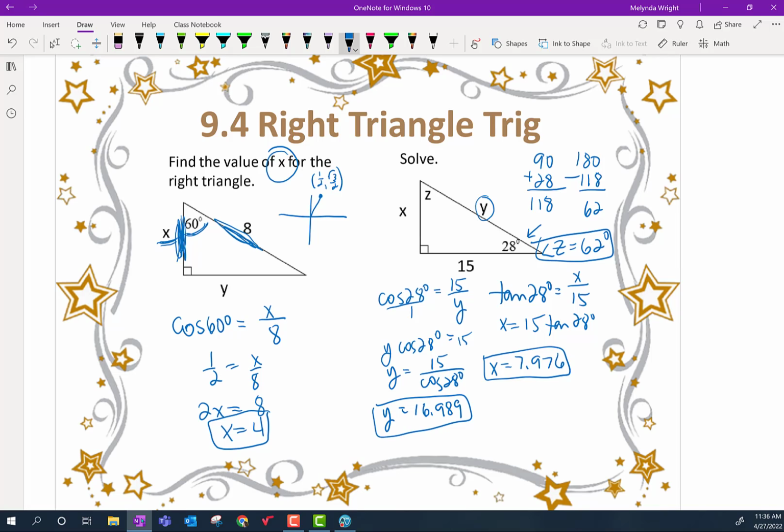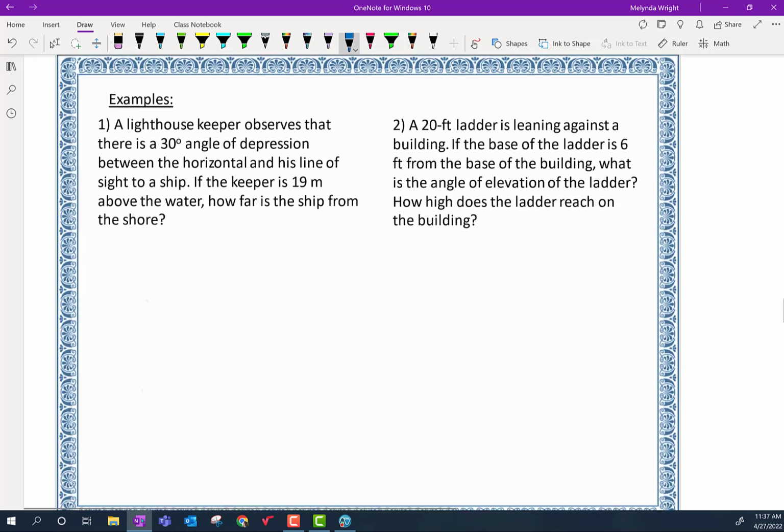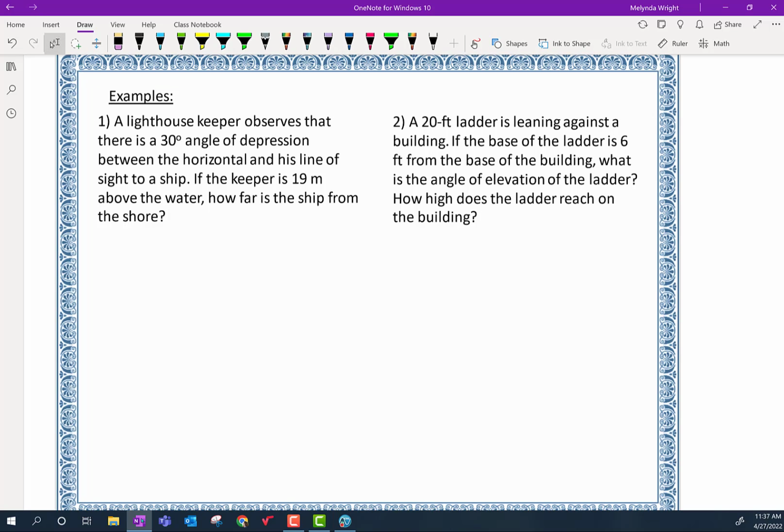Okay. So that's a little bit of a precursor going into our word problems. So let's go to the next page. We have just a couple of word problems to work with, and let's see how that goes. So we have a lighthouse keeper who observes a 30-degree angle of depression. Now, you may not have dealt with angle of depression or angle of elevation before in any of your classes, so we will talk about that as we draw the picture. So that is a thing. The angle of depression between the horizontal, by the way, it's always with the horizontal, and his line of sight to the ship.